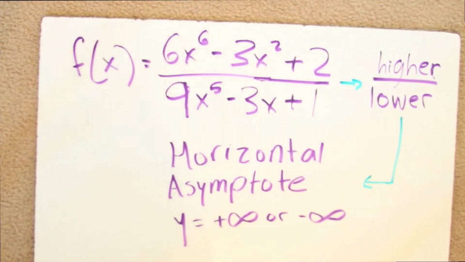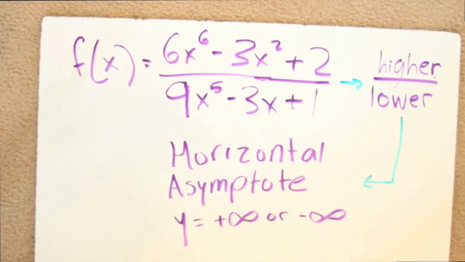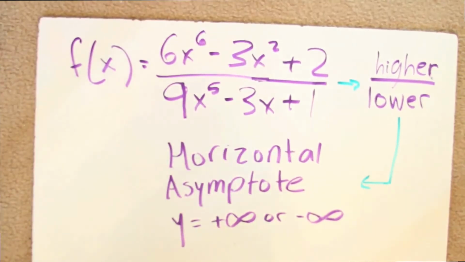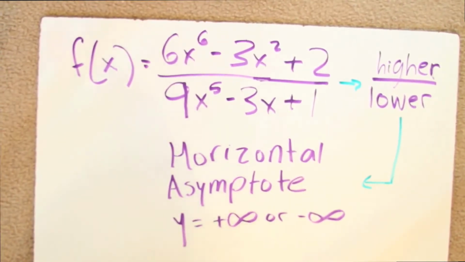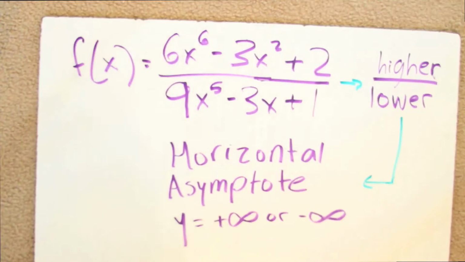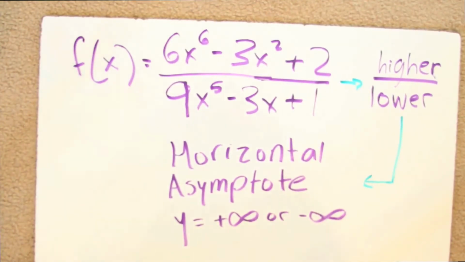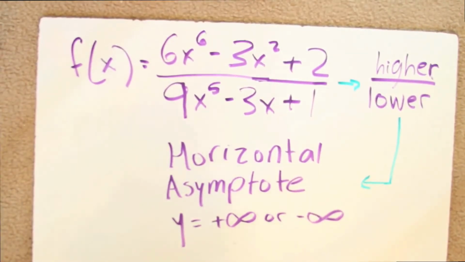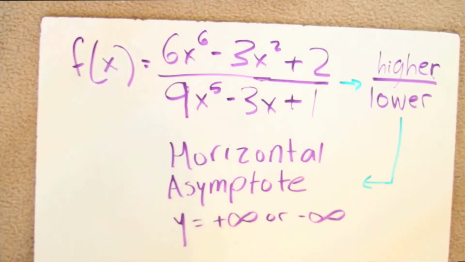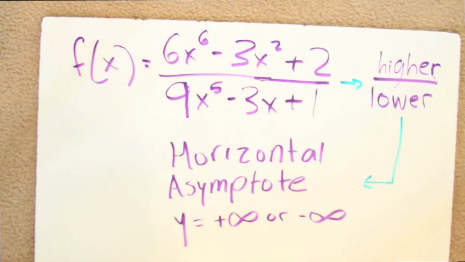For example, with 6x to the 6th minus 3x squared plus 2 over 9x to the 5th minus 3x plus 1, the degree is higher over lower, so there is no horizontal asymptote, therefore the limit is positive infinity.